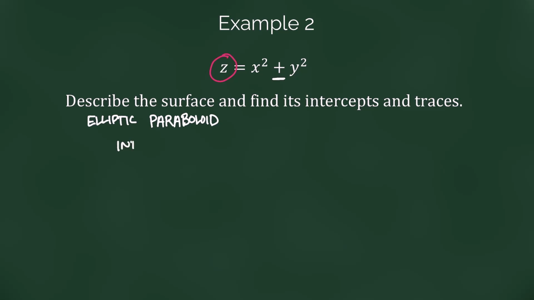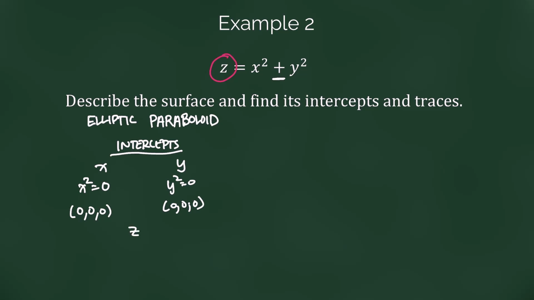So now let's find our intercepts and traces just like we did before. We'll find the intercepts first. To find the x-intercepts, we're going to let y and z be 0. So we're going to get x squared is equal to 0. So our x-intercept is that point right there. For the y-intercepts, we're going to let x and z be 0. And so we'll get y squared equals 0, which is the same point we just got. And for the z-intercept, we're going to let x and y be 0. And guess what we get here? Z is 0. So our only intercept here for our elliptic paraboloid is the origin 0, 0, 0.